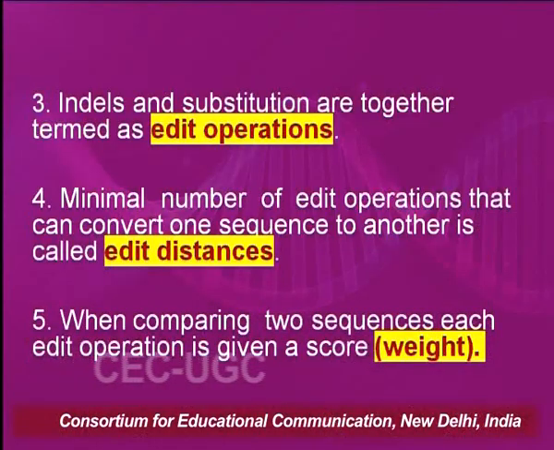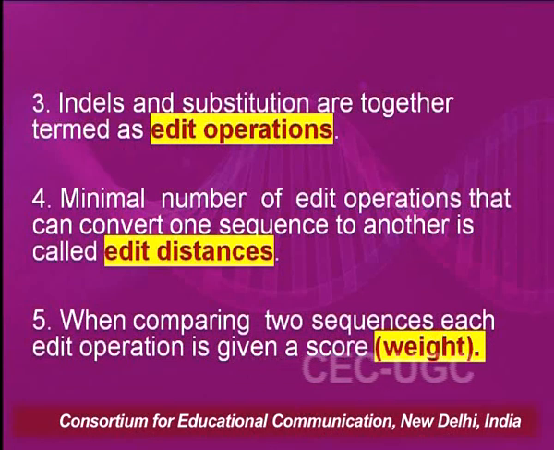So we together put them under one term, that is indel, meaning there is some deletion in the sequence, or maybe a deletion from one can be an addition in the other one, and we refer to this as indel. Then indel and substitution together are termed as edit operations in the sequence. The minimal number of edit operations that can convert one sequence to another is called edit distance, right? So the minimal number of edit operations that can convert one sequence to another is edit distance.